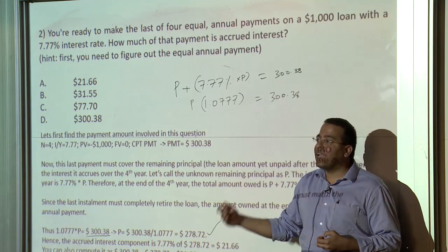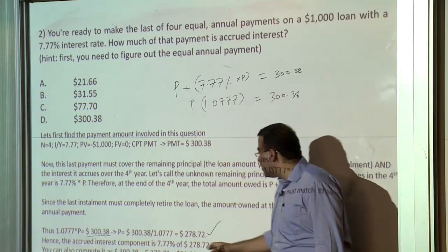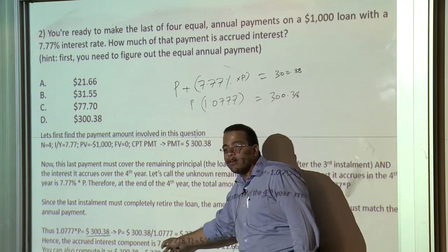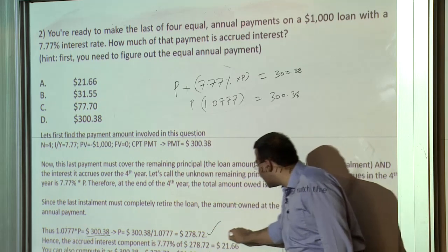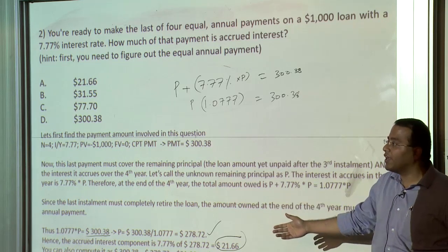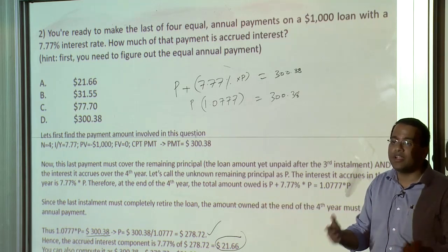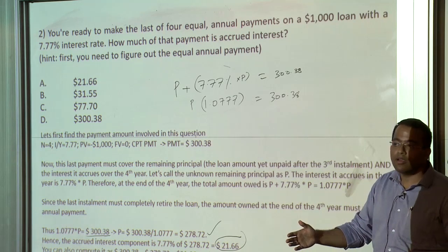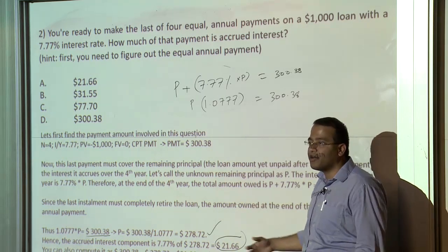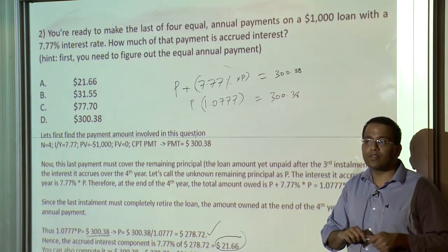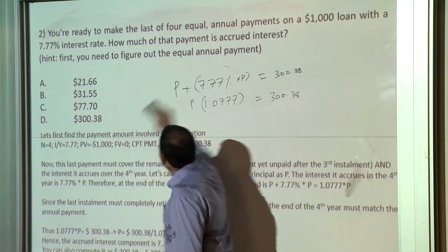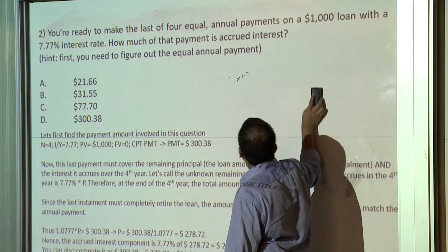Now at the end of the fourth year, you make a payment of $300.38. If you subtract the amount owed to the bank from the amount you actually pay, that's the interest component that you paid out. You paid 300.38, you owed the bank 278.72. The difference between these two is the interest accrued over 1 year. That's one way to do it. There are several ways, and we'll try to solve other questions in different ways. Is this clear? Okay, let's move on. So the answer to this question is 21.66, which is option A.